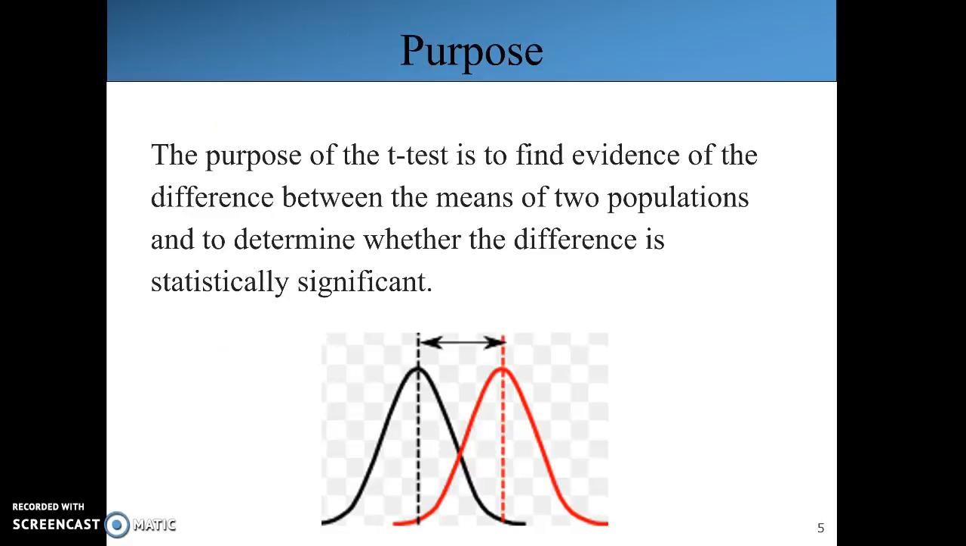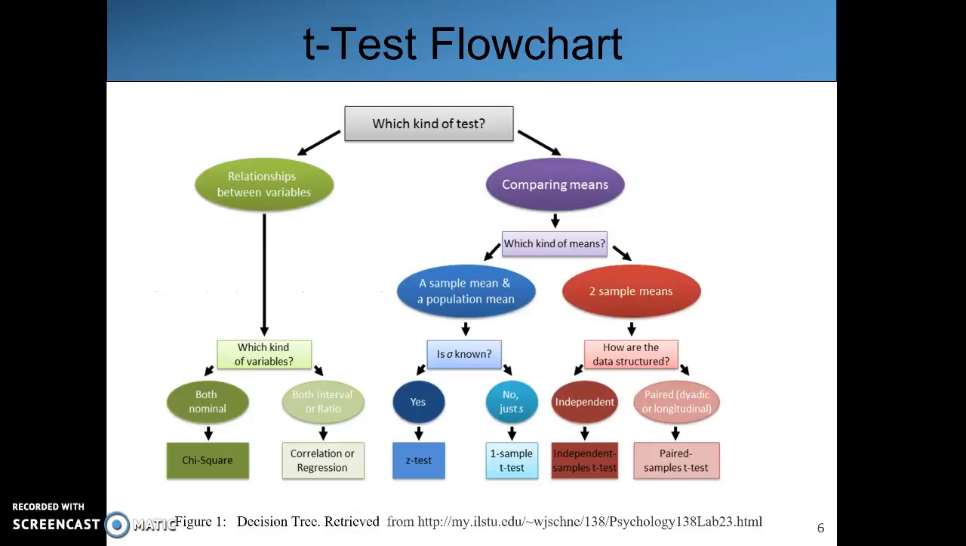The purpose of the t-test is to find evidence of the difference between the means of two populations and to determine whether the difference is statistically significant. The following flowchart helps in deciding which test to use. If we're comparing the means, then the following questions need to be asked.